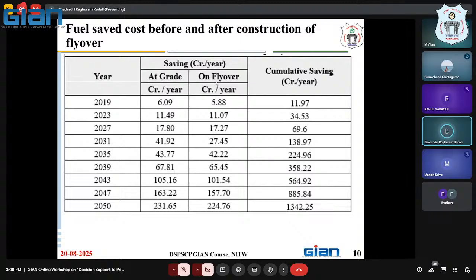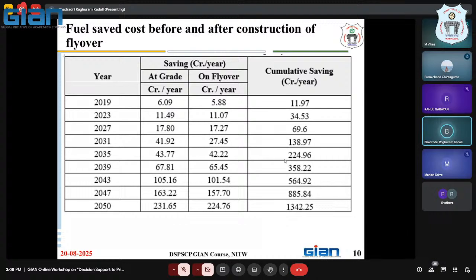Then the total cumulative savings are estimated for the at-grade section as well as the flyover section. And we have calculated the total saving, at-grade plus flyover together. So this is the total estimated fuel saved cost. Then what was the thought process we followed?